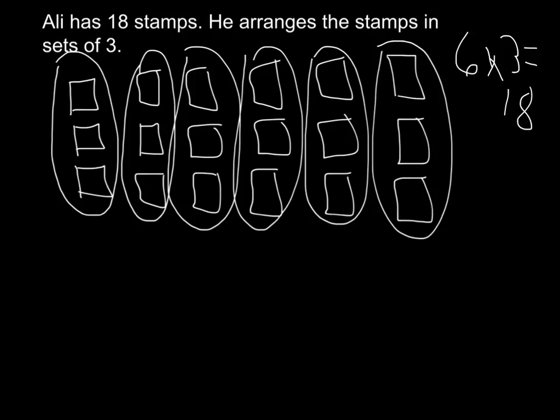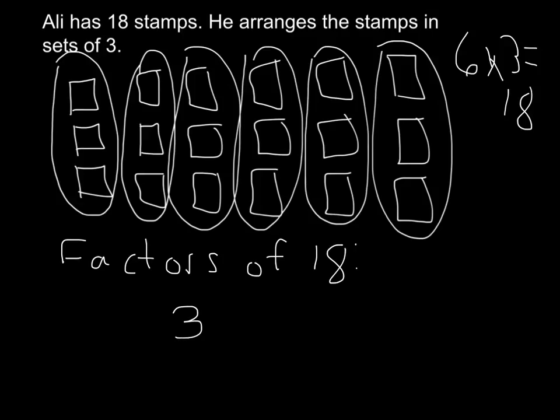And the question is, what are the factors here? And we're also going to talk about a word called multiples that we'll use more later. But what I'd say is a factor is a way that a number can be arranged in sets. And so, for example, you can have 3 sets of 6. So if we had the factors of 18, we would say that 3 is a factor of 18.